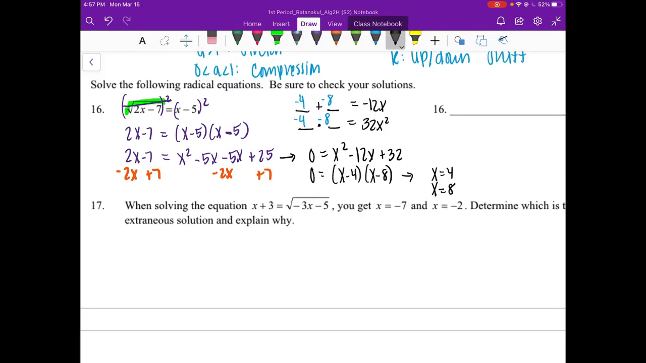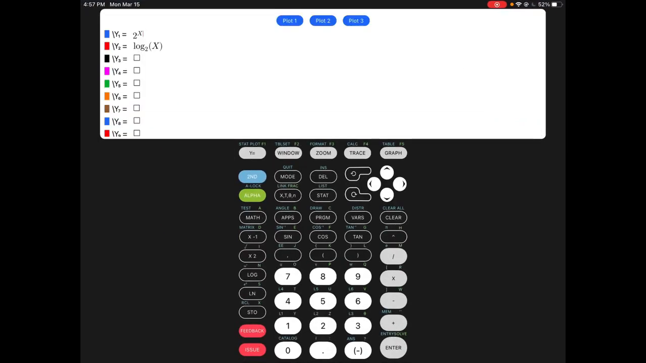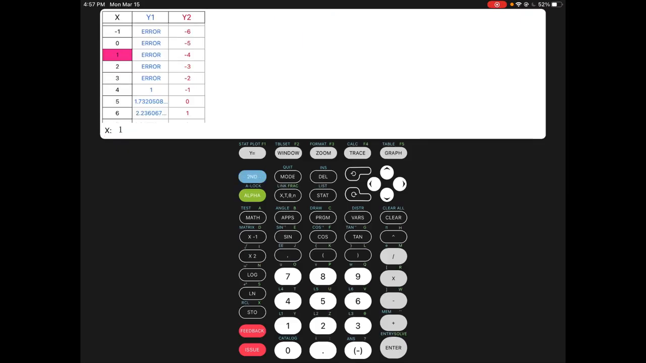So I'm going to go ahead and check both of these. You can check this in your calculator. If you go into the y equals, you can type each side into each line. So y1 is going to be your left side, y2 is going to be your right side. And you want to go to second graph to look at the table.